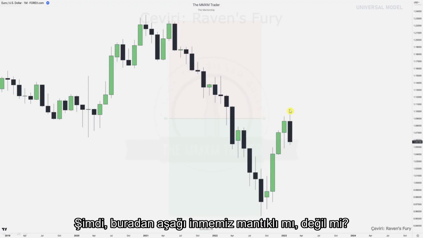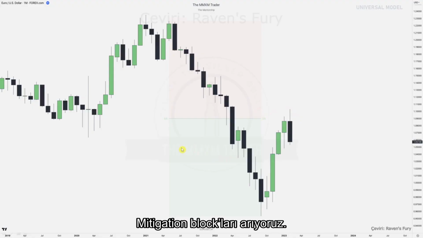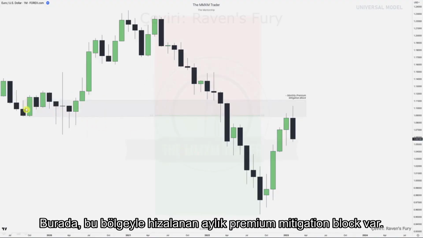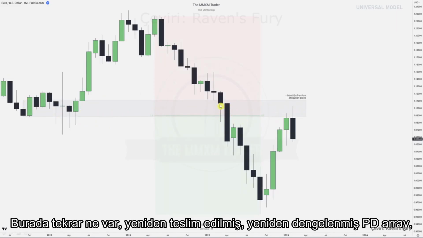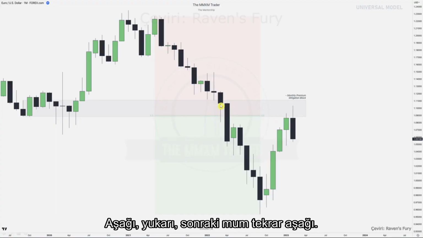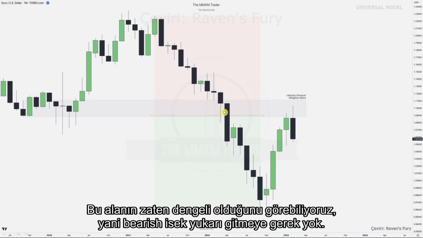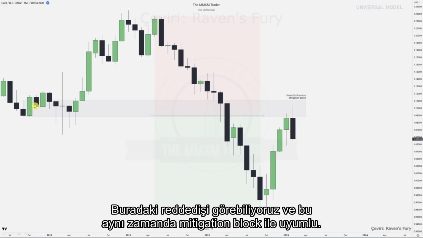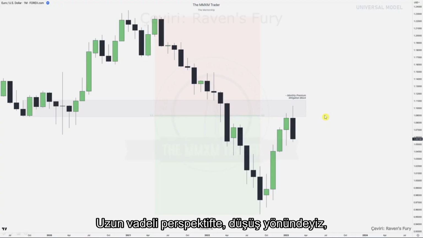Now, does it make sense we go down from here, right? We're looking for mitigation blocks. We've got this monthly premium mitigation block in line with this area over here. What do we have over here? Again, right, that redelivered, rebalanced PD array, right? Down, up, next candle down. We can see this area is balanced already, so no need to go up higher if we are bearish. So we can see this rejection, and it is in line also with this mitigation block. So long-term perspective, we are bearish, right?